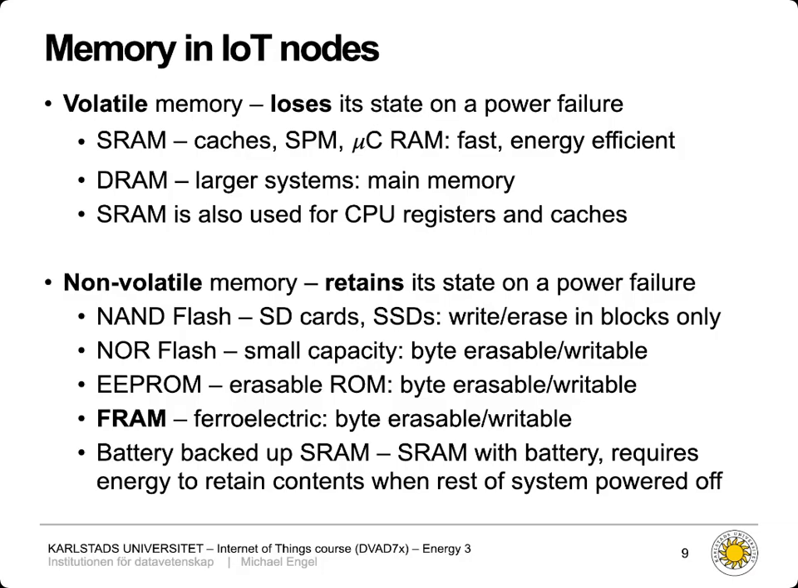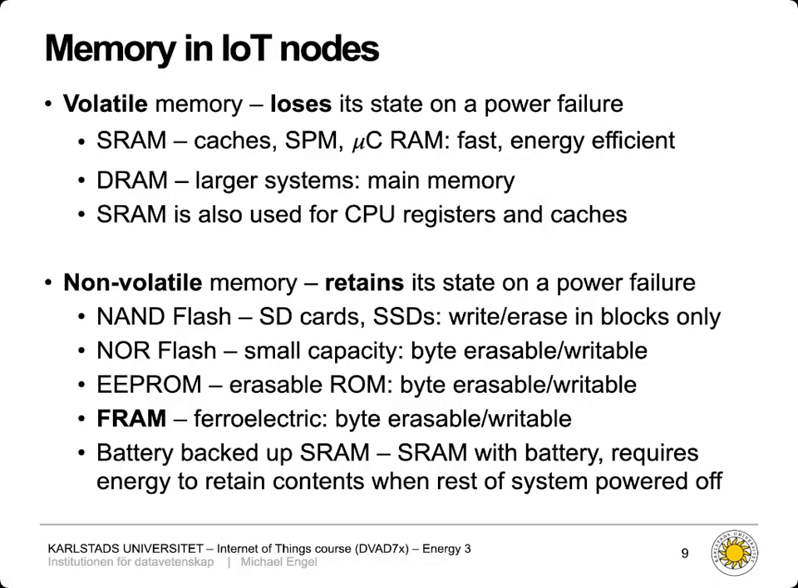SRAMs are what we call static RAMs. They're relatively small, relatively expensive, and relatively low on energy consumption. They're often used for caches, scratchpad memories, as we've seen in the previous lecture, or in general as the RAM of a microcontroller, which is on chip. It's fast and energy efficient, but it takes a lot of space on your chip and is relatively expensive to manufacture. So you usually only have very small amounts of SRAM, a couple of kilobytes or a couple of dozens of kilobytes on your chip.